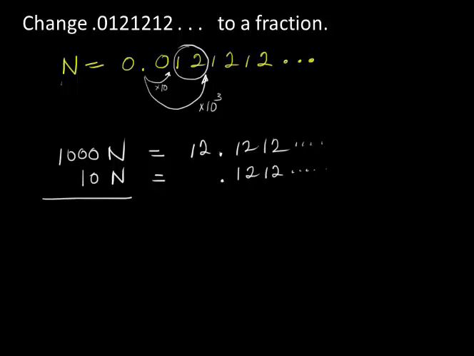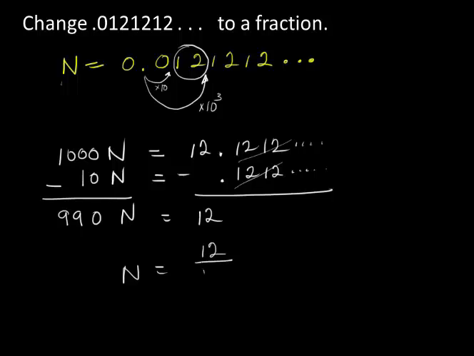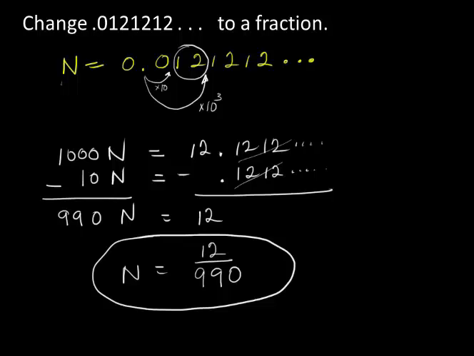And so when I subtract, I get, well, how many n's? I have 990n is equal to, and I subtract over here, all of the decimal part goes away, and I simply have 12. So n is equal to 12 over 990. And yeah, you could reduce it, but you don't need to. I just want you to know how to take a repeating decimal and change it to a fraction, how to take a terminating decimal and change it to a fraction, and how to change a fraction to a decimal.